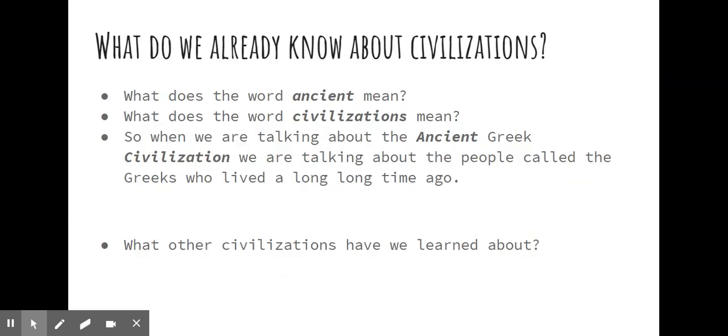Well, first off, what does the word ancient mean? So if you remember, ancient means really old. What about the word civilization? Remember, a civilization is a group of people living together in a well-organized way. Civilizations have cities, farming, leaders, writing, and/or a religion.